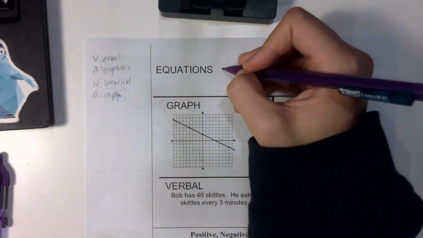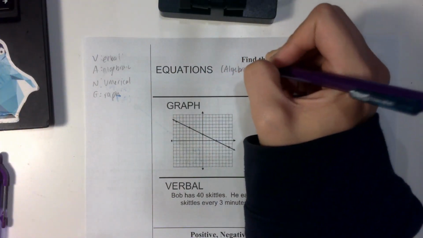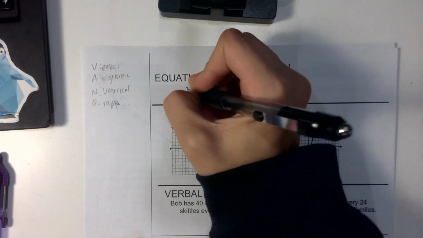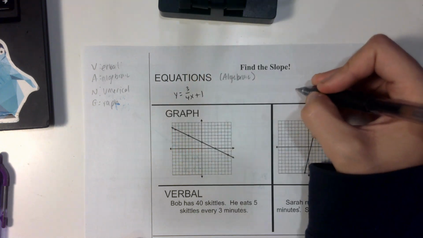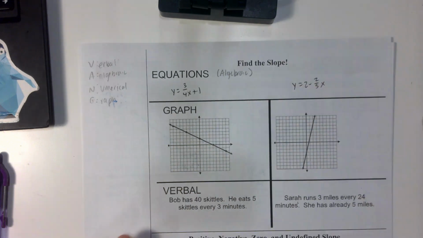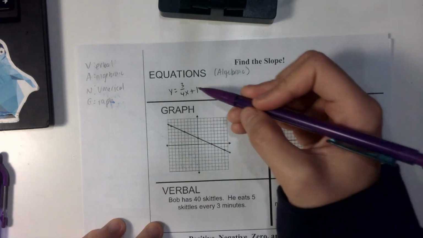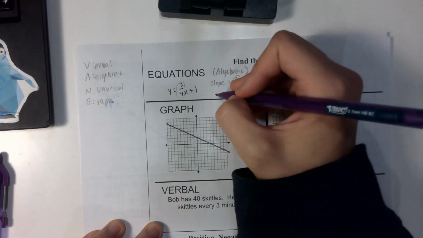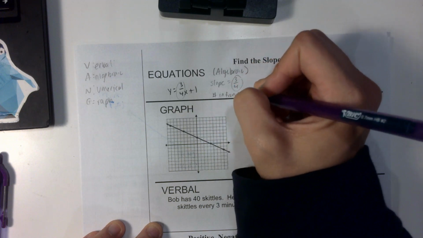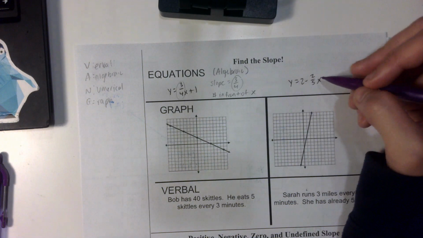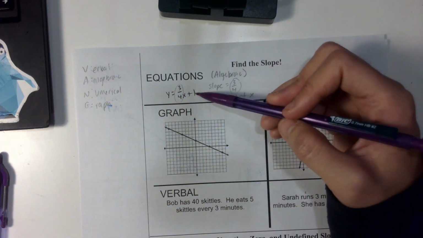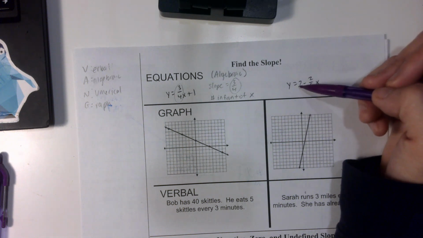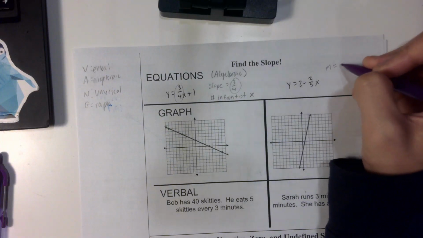So equations is algebraic. Let's take an example. Let's do y equals 3 over 4 x plus 1 and y equals 2 minus 2 over 5 x. So if we're looking here, slope equals 3 over 4. It's the number in front of x. Even though in this one it was x and then the constant, but here it's the constant and then x, we just want to make sure that we're always looking for the number in front of x, not just the number to the right of the equal sign. So right here we have our m equals negative 2 over 5.